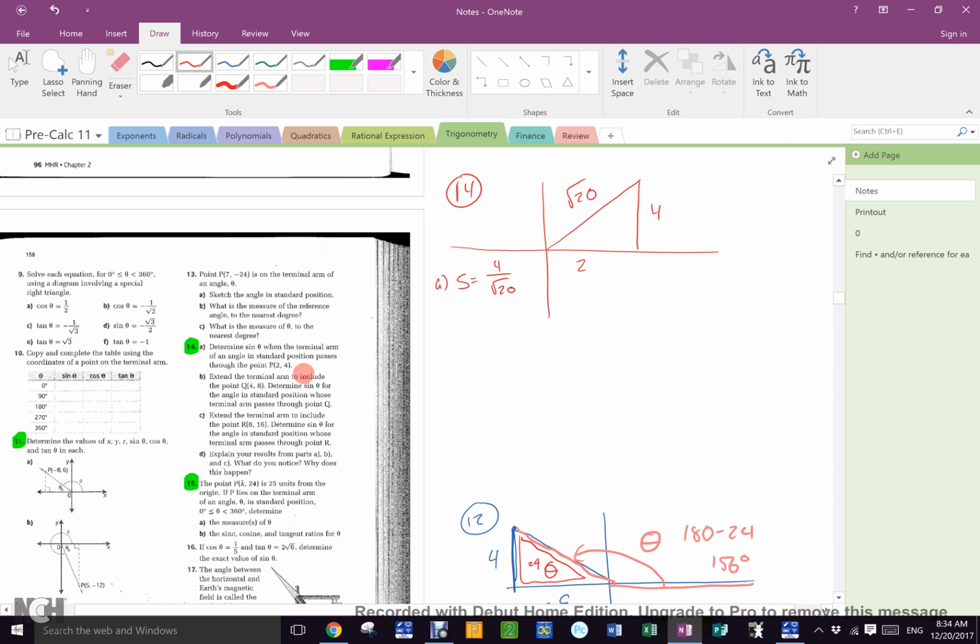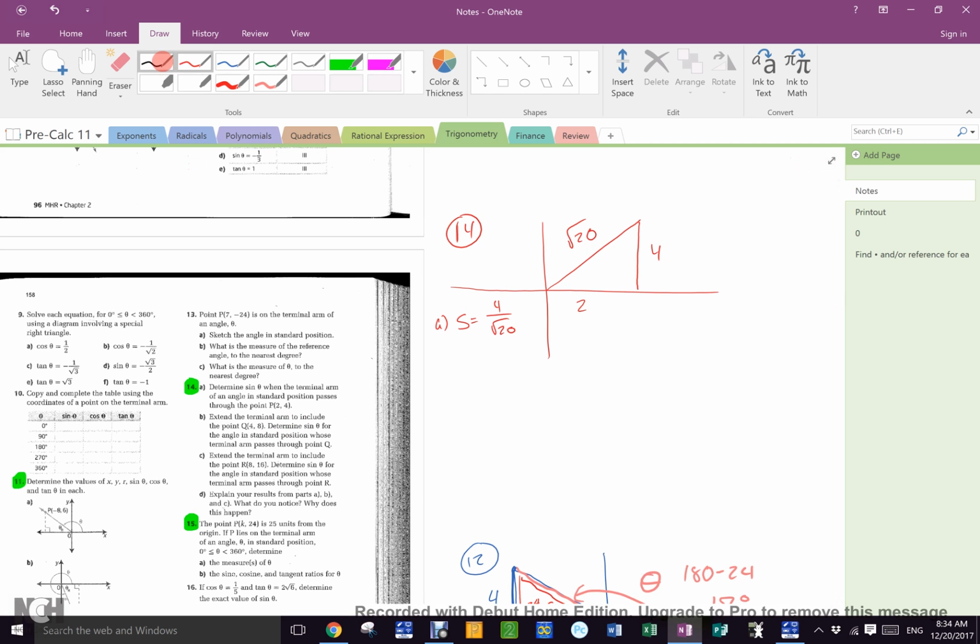Extend the terminal arm to include 4, 8. So I'm going to extend this terminal arm up here, and now I have this. I should have used a different color than pink, because pink looks too much like red. Now I've got this. And I've got 4 and 8. Right? Now what's the sine going to be? 64 plus 16 is what? Root 80, right?